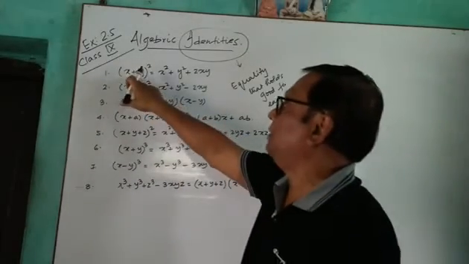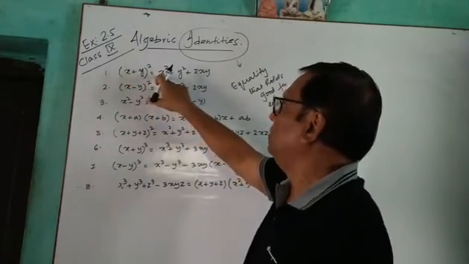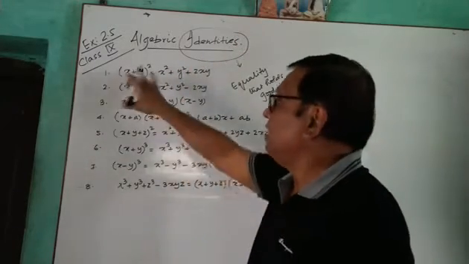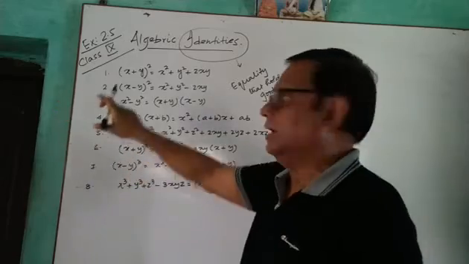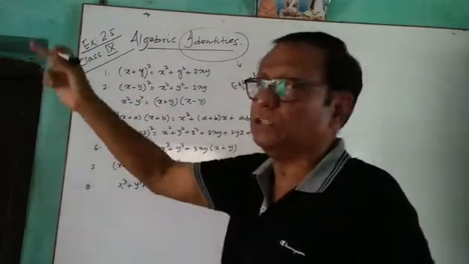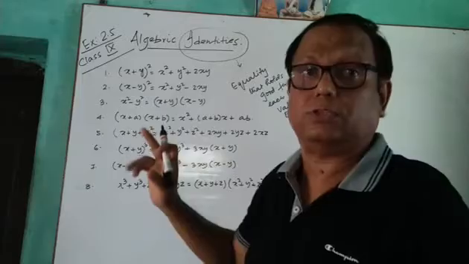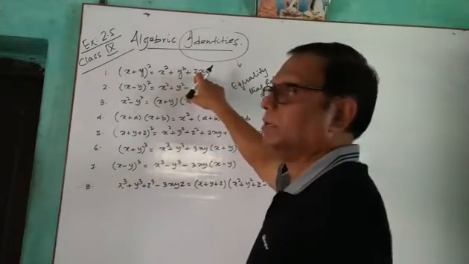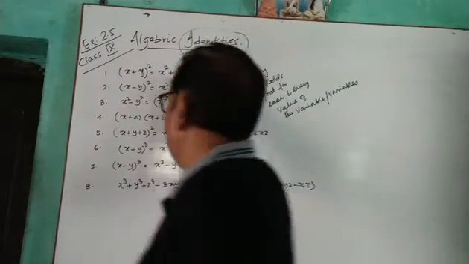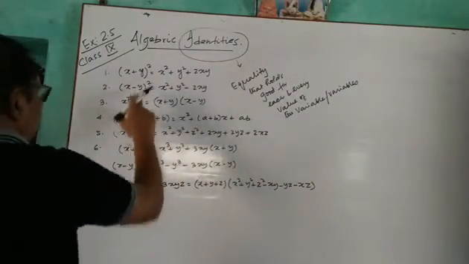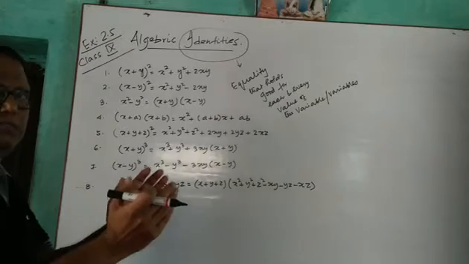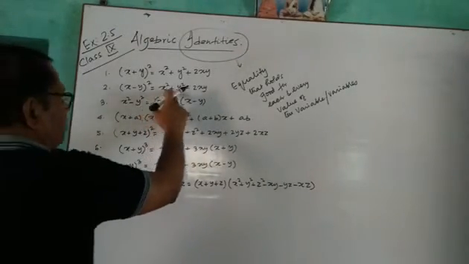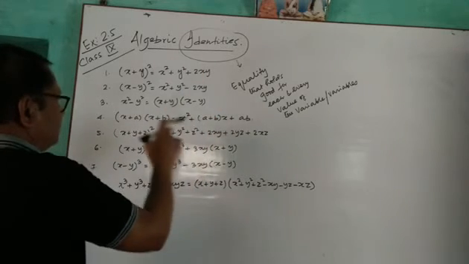Here I have written (x + y) whole square. That will be similarly x square plus y square plus 2xy. Now what does it mean? It means that if x plus y is multiplied with x plus y, we will get this very expression of x square plus y square plus 2xy. Similarly, (x − y) whole square means (x − y) into (x − y). If you do the multiplication process, you will get x square plus y square minus 2xy.